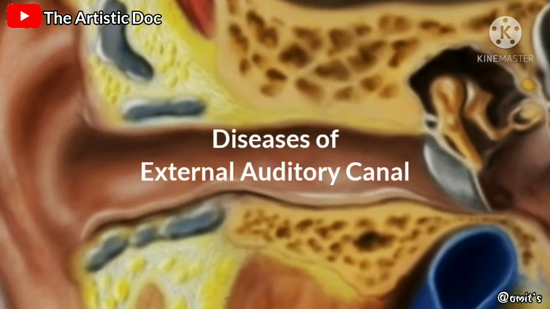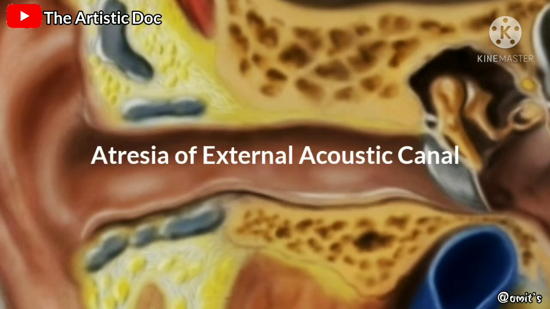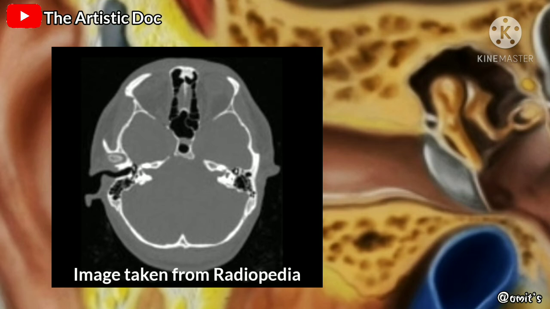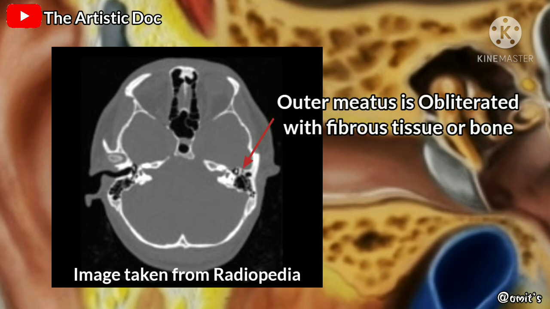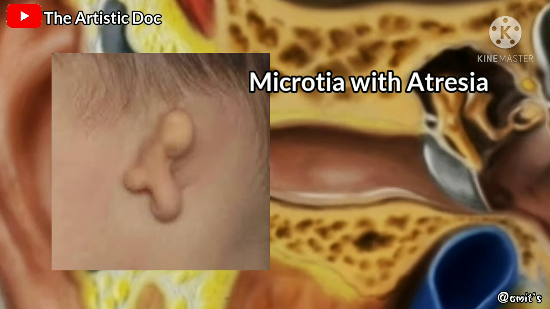Now let's take a look at the diseases of the canal. Congenital diseases. There may be atresia of the ear canal or a coloboma fistula. Atresia occurs due to failure of canalization of the ectodermal core. In these cases, the outer meatus is obliterated with fibrous tissue or bone, though the deep meatus and the tympanic membrane are normal. This occurs because the recanalization begins from the deeper part and progresses outwards. Atresia is also associated with microtia, which is more common.